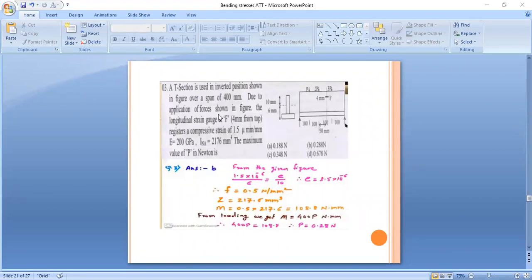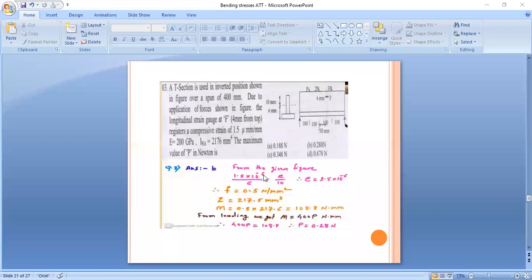Due to application of forces shown in the figure, here loads P, 2P and 3P are applied. The longitudinal strain gauge at F, 4 mm from top, registers a compressive strain of 1.5 micro mm by mm. E is equal to 200 GPa. I, the moment of inertia about the neutral axis, is equal to 2176 mm raised to 4. We have to find the maximum value of P in Newton. So we have to find out the value of this applied load P.